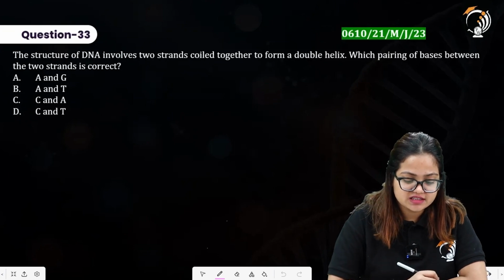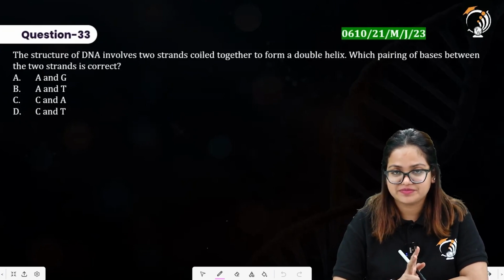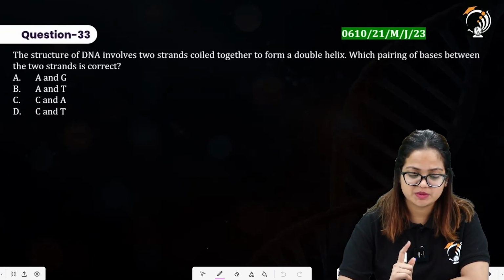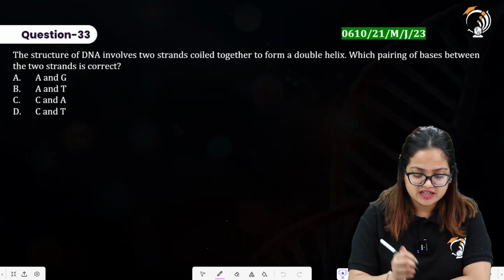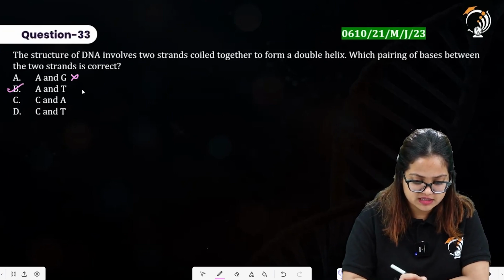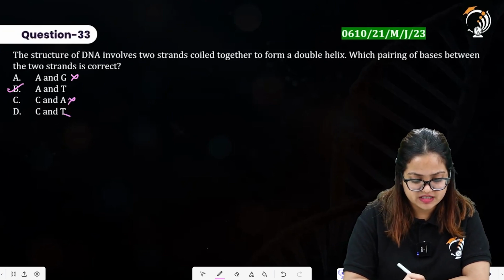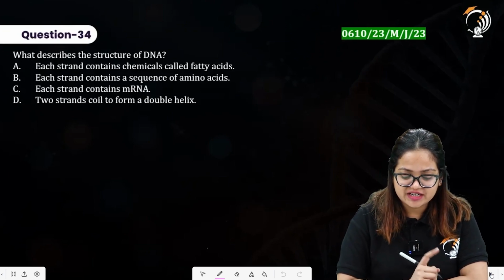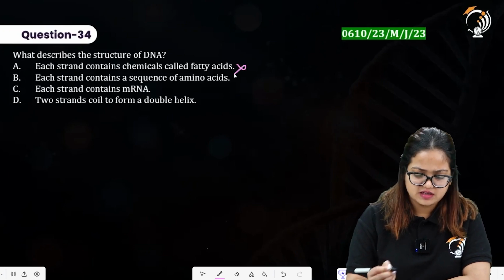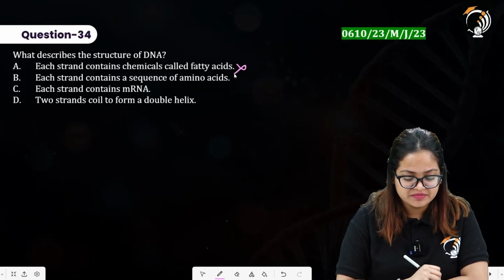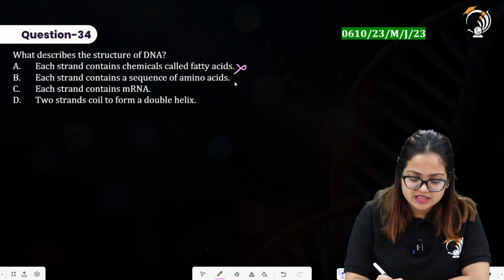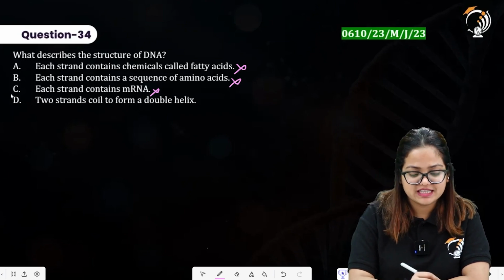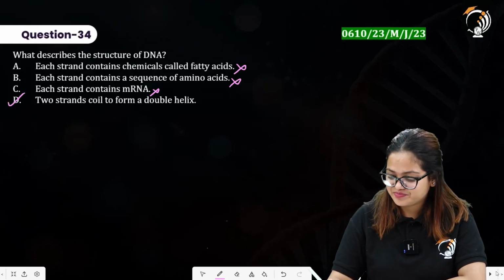Question 33 says the structure of DNA involves two strands, all right, coiled together to form a double helix. Which pairing of bases between the two strands is correct? So adenine binds to thymine. This is correct. Rest of all of these are incorrect. What describes the structure of DNA? Each strand contains chemicals called fatty acids. They have nucleotides, nucleic acids. Each strand contains a sequence of amino acids. Each strand contains mRNA. Two strands coiled to form a double helix, and this option here is the right answer.